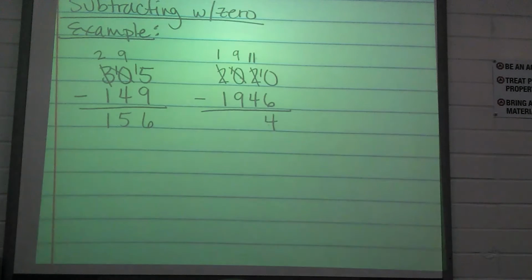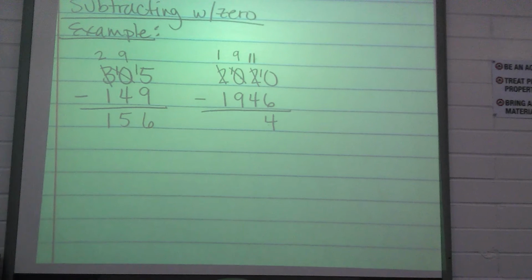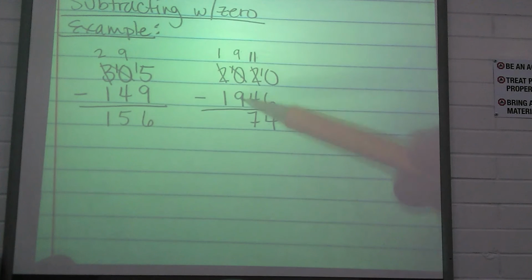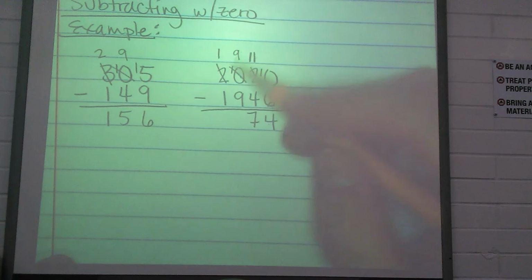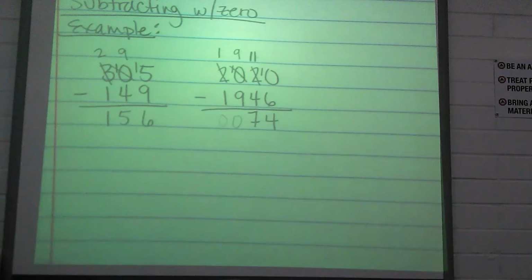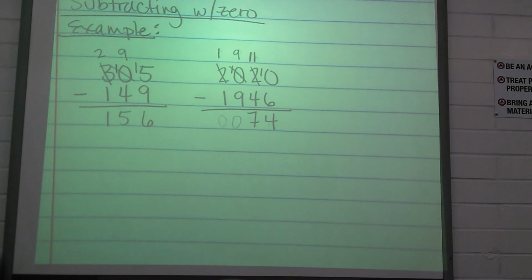So now I have 11 minus 4 equals 7. I have 9 minus 9 equals 0. 1 minus 1 equals 0. So if you put those zeros, it is definitely not wrong, but you just don't need them. So I'm going to leave them off or write them really lightly.